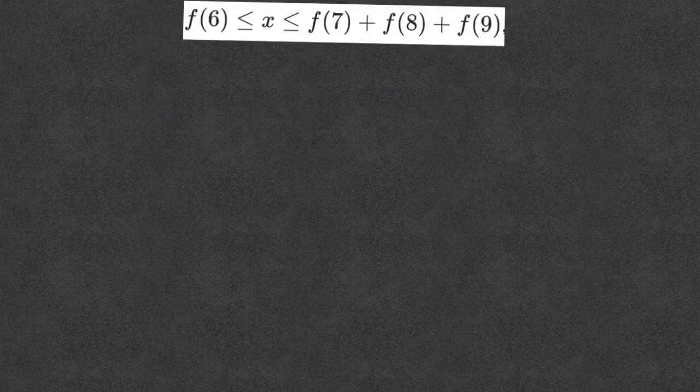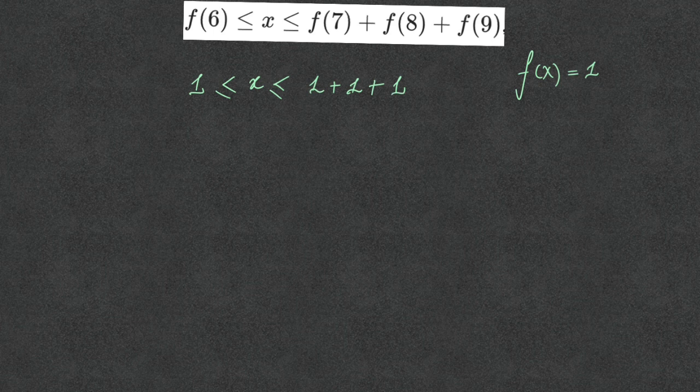It is given in the question that x lies between f(6) and f(7) plus f(8) plus f(9). We know f(x) equal to 1. From here, f(6) is equal to 1 and f(7) is 1, f(8) is also 1, f(9) is also 1. So from here x lies between 1 to 3.